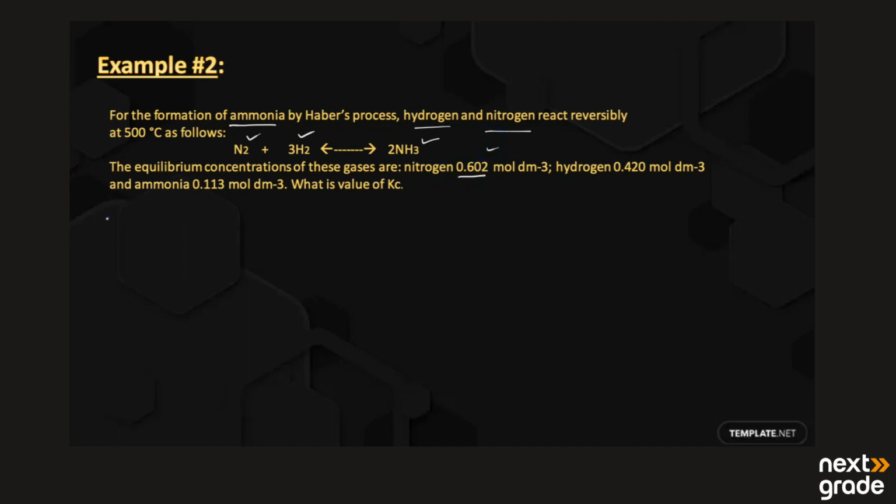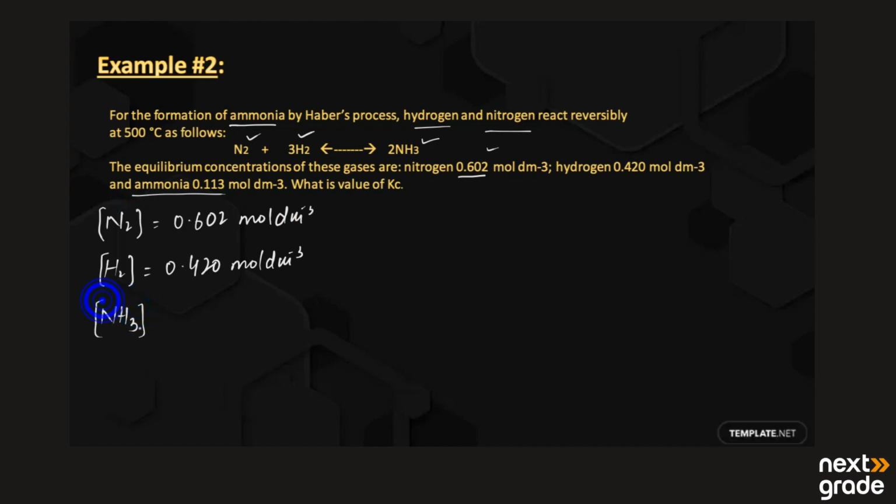For nitrogen, the concentration is 0.602 mole per dm cube, and for hydrogen we have 0.420 mole per dm cube, and for ammonia, NH3, the concentration is 0.113 mole per dm cube. And we have to find the value of Kc. So in this question it has asked what is the value of Kc. First of all, we have to write Kc as products over reactants.